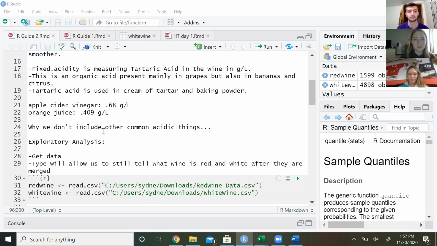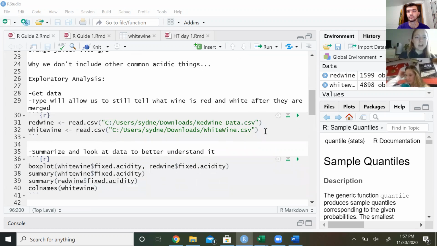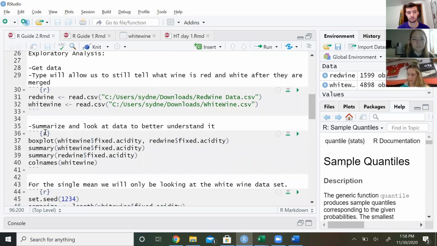So now we can get into the exploratory analysis. First we have to get our data, which we found online. So we have it being pulled in as red wine and white wine. So we have two separate data sets.